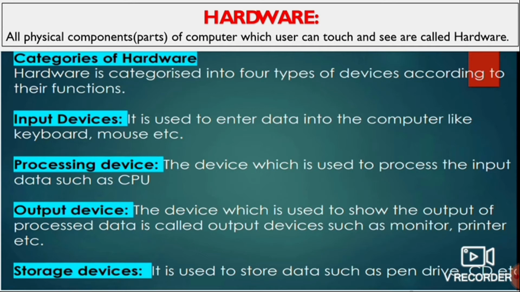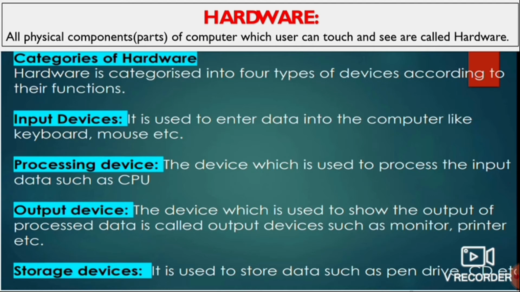Categories of hardware. Hardware is categorized into 4 types of devices according to their function. Number 1 is input devices. They are used to enter data into the computer, like keyboard, mouse, etc. These are the input devices.